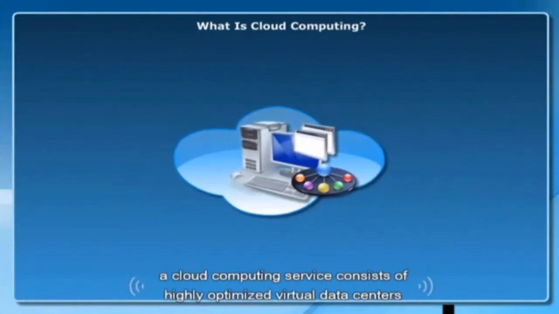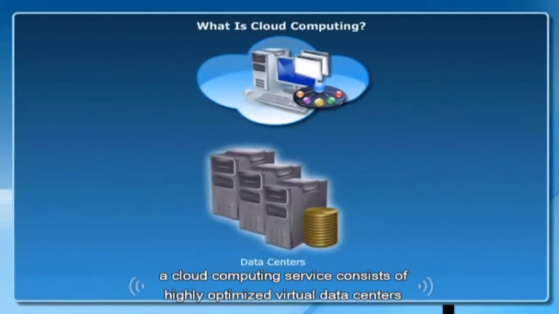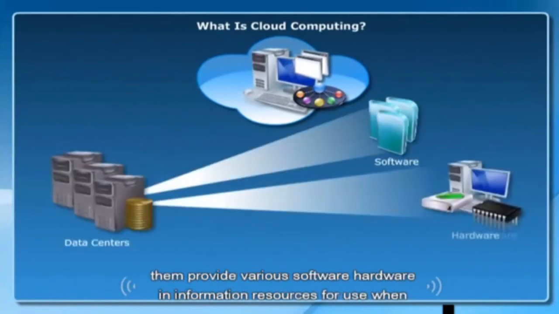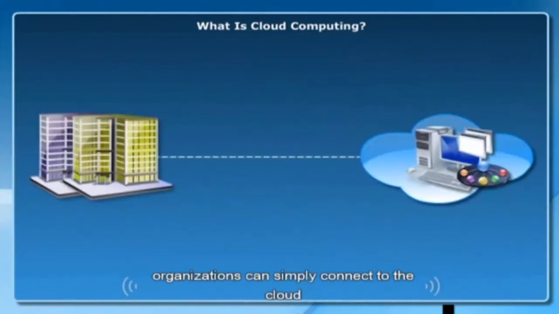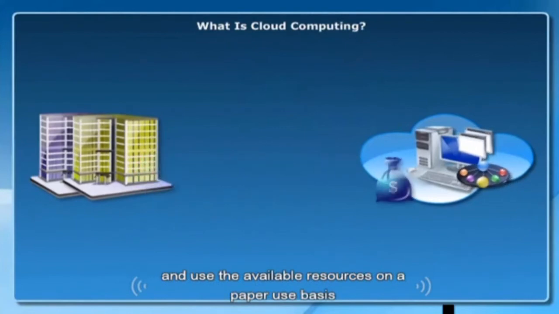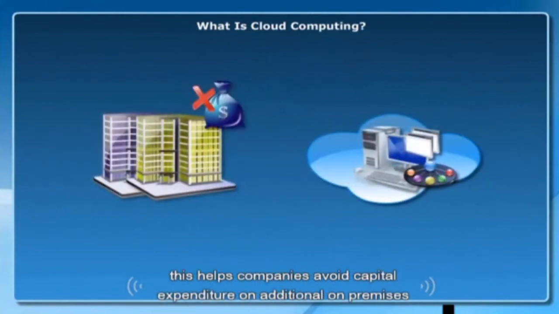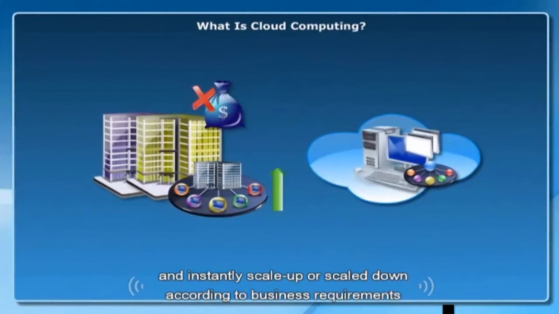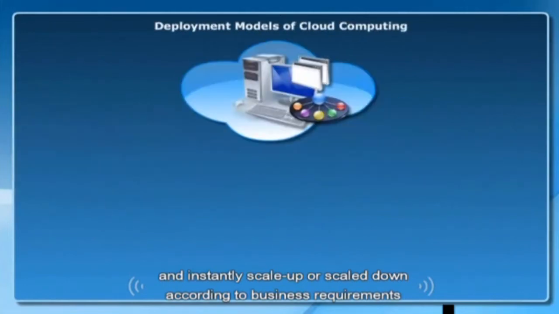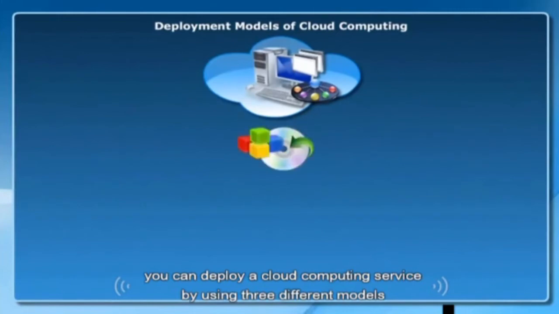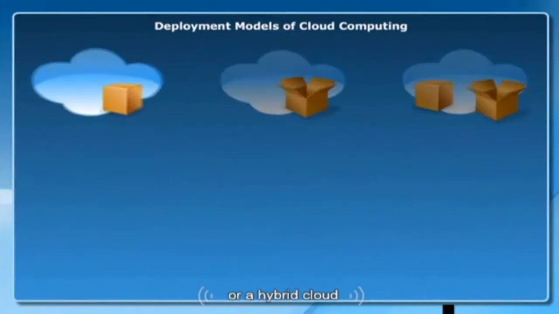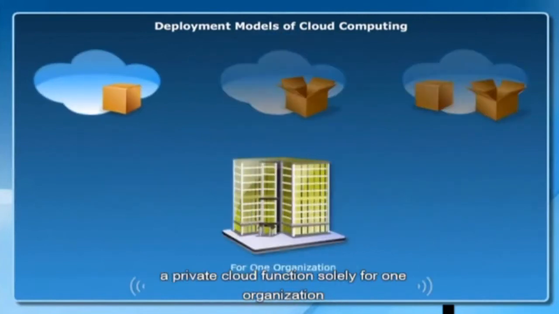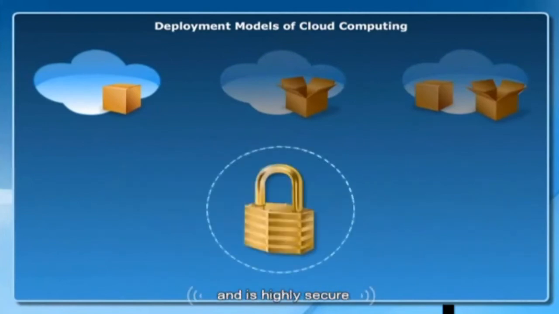A cloud computing service consists of highly optimized virtual data centers that provide various software, hardware, and information resources for use when needed. Organizations can simply connect to the cloud and use the available resources on a pay-per-use basis. This helps companies avoid capital expenditure on additional on-premises infrastructure resources and instantly scale up or scale down according to business requirements. You can deploy a cloud computing service by using 3 different models: a private cloud, a public cloud, or a hybrid cloud. A private cloud functions solely for one organization, on a private network, and is highly secure.